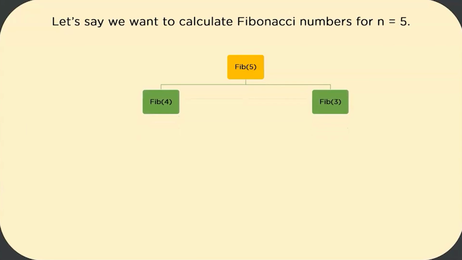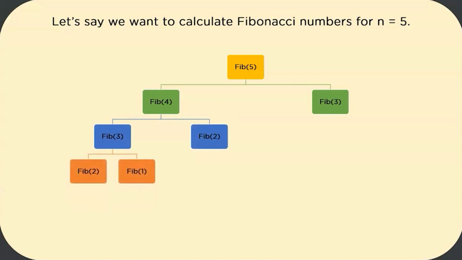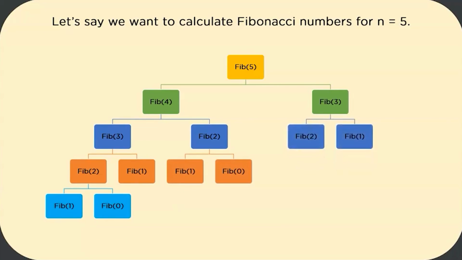Further, to calculate fib4, the IDE will invoke fib3 and fib2. Next, it will calculate the sum of fib2 and fib1 to calculate the value of fib3. And further, it will invoke fib1 and fib0 to compute the value of fib2. Now we have generated the right side of our call stack tree hierarchy. Similarly, the other missing pieces will get calculated by the compiler with the help of recursive calls.